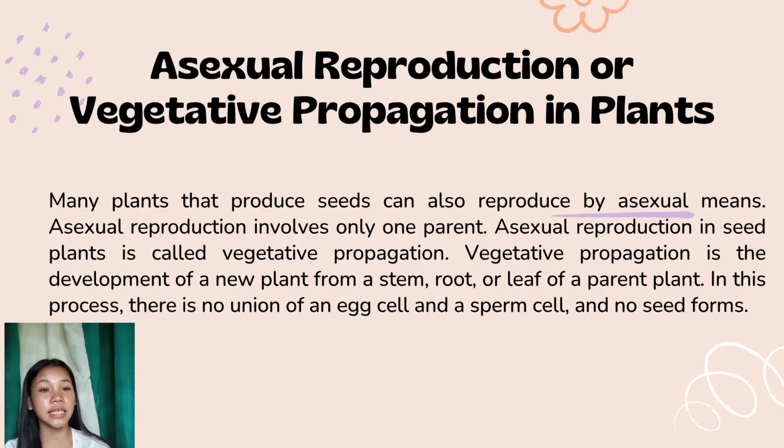And now, let's proceed to asexual reproduction or vegetative propagation in plants. Many plants that produce seeds can also reproduce asexually. Asexual reproduction involves only one parent. Asexual reproduction in seed plants is called vegetative propagation. Vegetative propagation is the development of a new plant from a stem, root, or leaf of a parent plant. In this process, there is no union of an egg cell and sperm cell, and no seed forms.